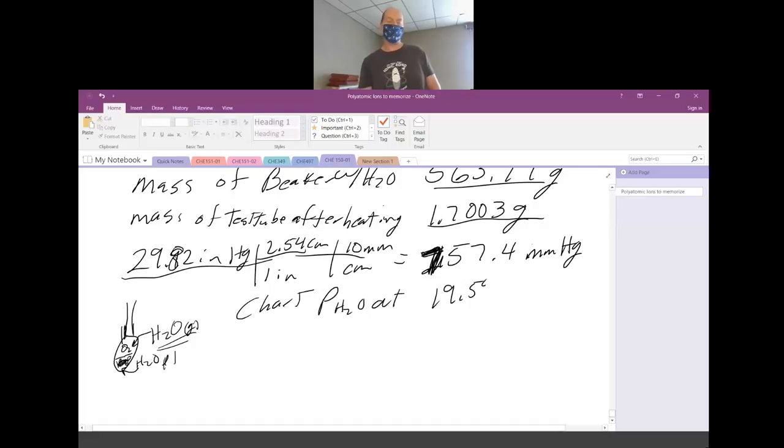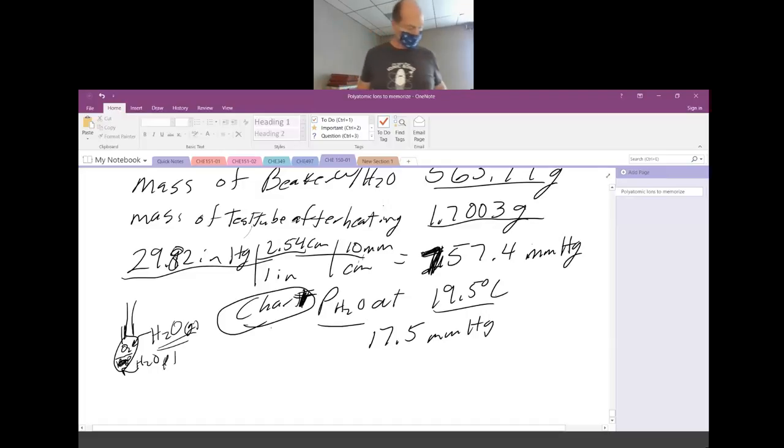19.5 degrees Celsius. So in your lab, you're going to have to find your temperature from your data sheet. You wrote down your temperature. Then you look up on a chart to see the pressure of water at that temperature. And when you do that, you find it is 17.5. At 19.5 degrees, your pressure of water is 17.5 millimeters of mercury. And that comes from a table in the book. So you can find your pressure of water at any given temperature on this chart.